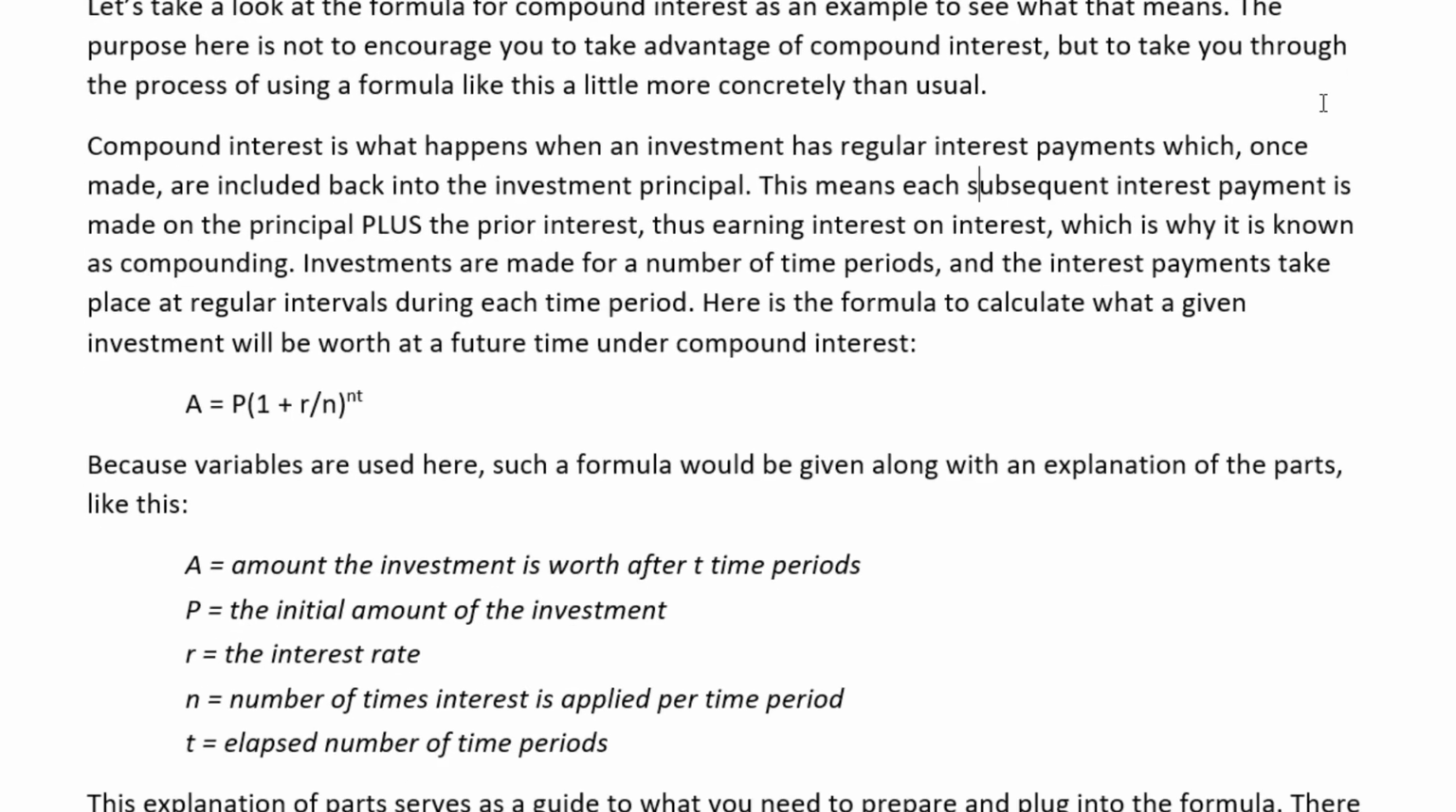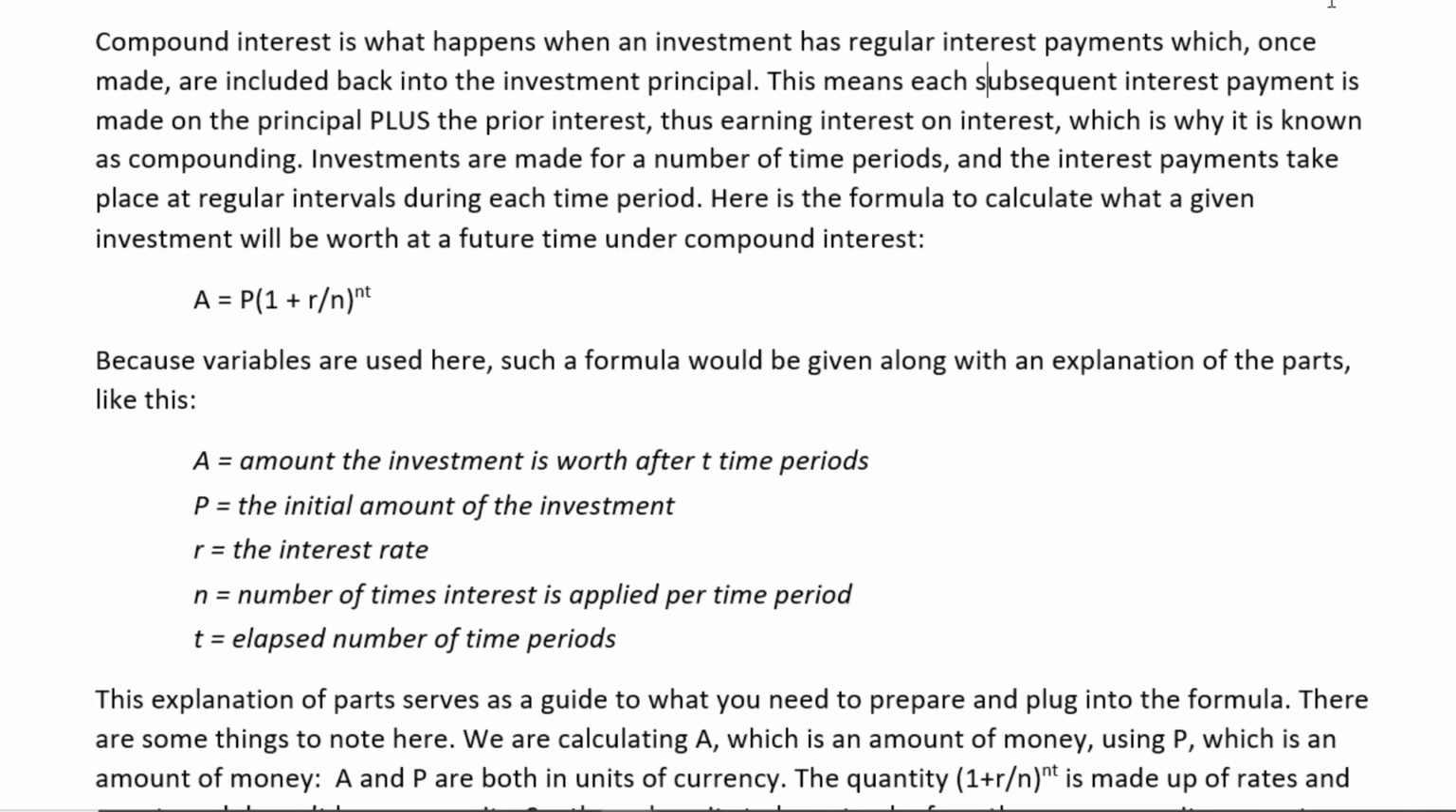So just a little background, compound interest is what happens when an investment has regular interest payments which, once made, are included back into the investment principal. This means each subsequent interest payment is made on the principal plus the prior interest, thus earning interest on interest, which is why it is known as compounding. Investments are made for a number of time periods, and the interest payments take place at regular intervals during each time period.